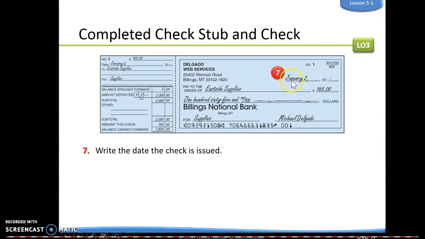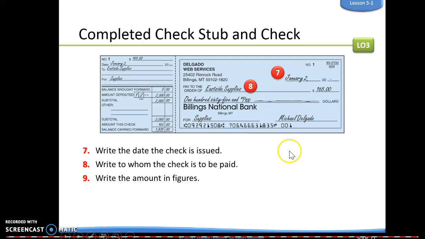Your date is going to be written up here, January 2nd. A lot of times they'll have that beginning of the year for you. So then you just need to put 16 here for 2016. Next thing you're going to do is write who the check is written to. So here is that Eastside Supplies. Same thing over here. We can really just take this information from over here to put it onto our check.